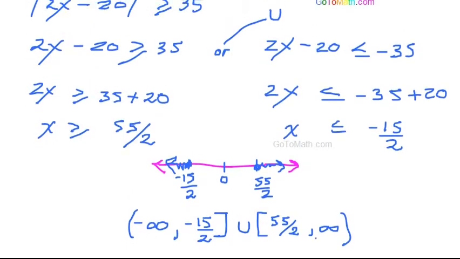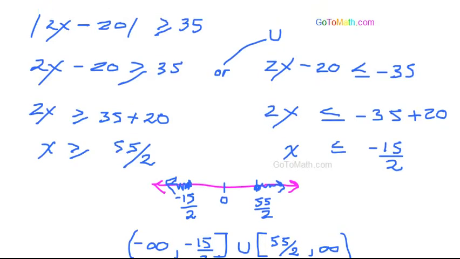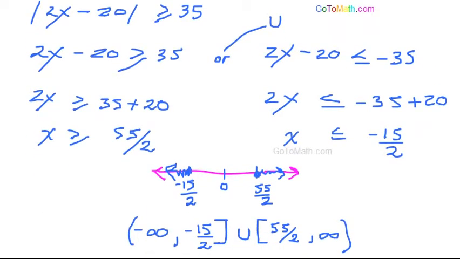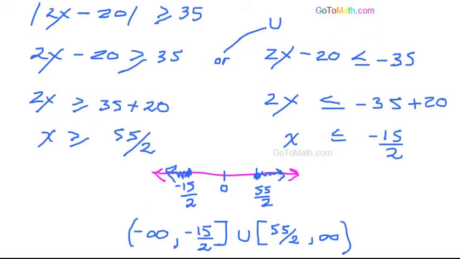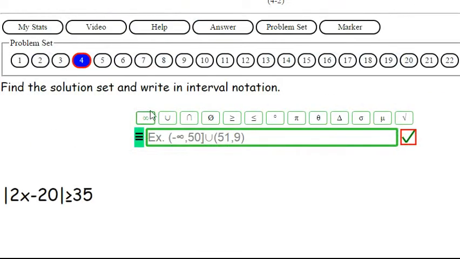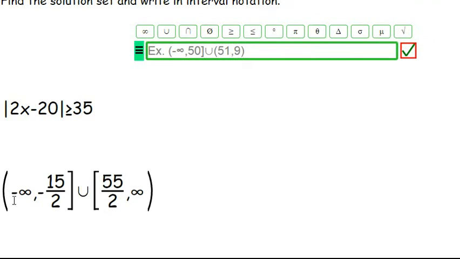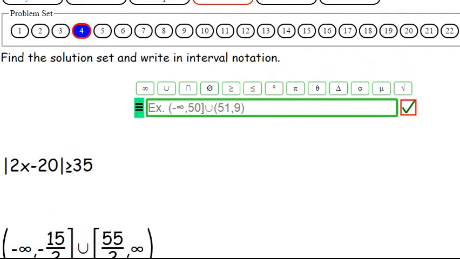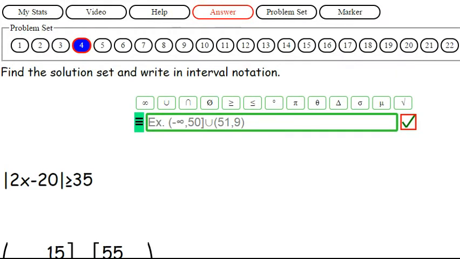Alright, so there you go. Got it? What are we doing? Oh, we need to go back to the page. Forgot what the heck I was doing there. Started thinking about magic. We got negative infinity to negative 15 over 2, union 55 over 2 to infinity. Okay, looks good. And you can try that out in the green box.